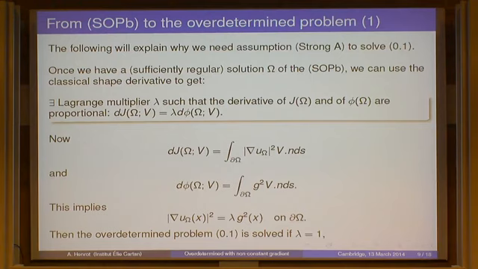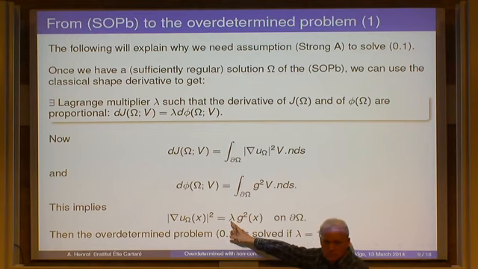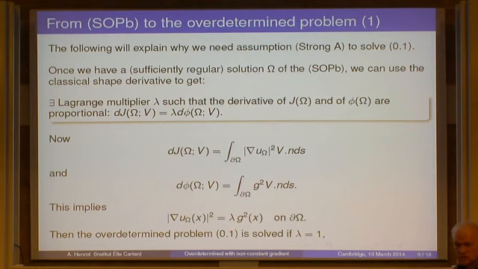So you see that I am not far from the overdetermined condition I wanted to get, except that I have this lambda, this Lagrange multiplier. And I would be happy if my Lagrange multiplier is equal to 1, because now I have exactly what I need.